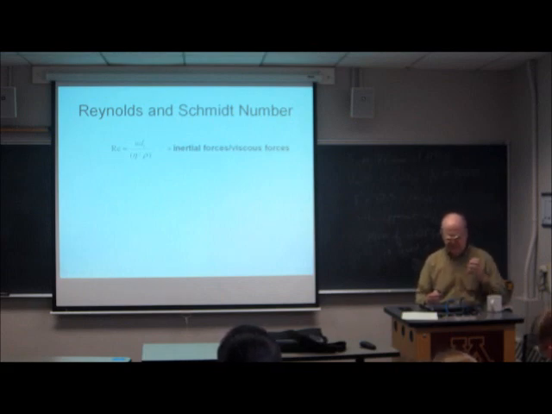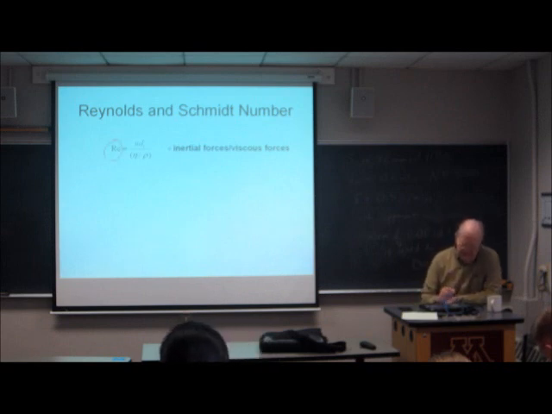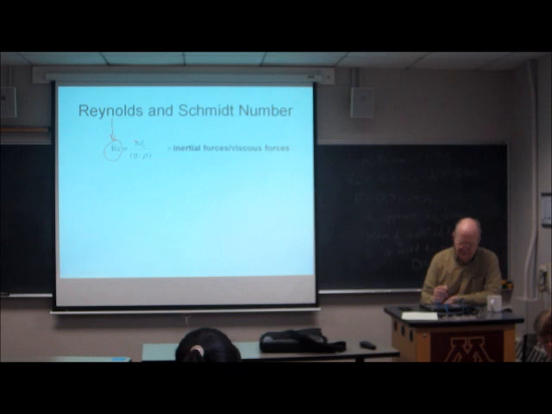The principal physical quantity that controls whether you're in laminar flow or in turbulent flow is a number called the Reynolds number. And the Reynolds number is defined for a tube as the product of the average velocity times the diameter of the tube divided by the ratio of the viscosity of the fluid to the density of the fluid.